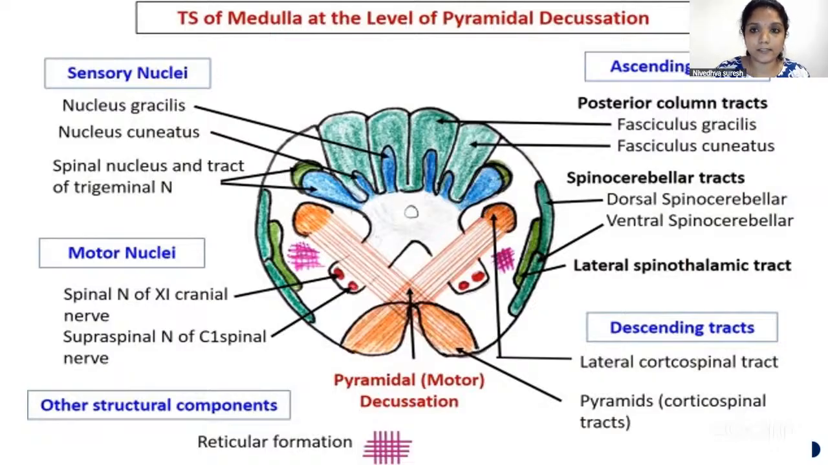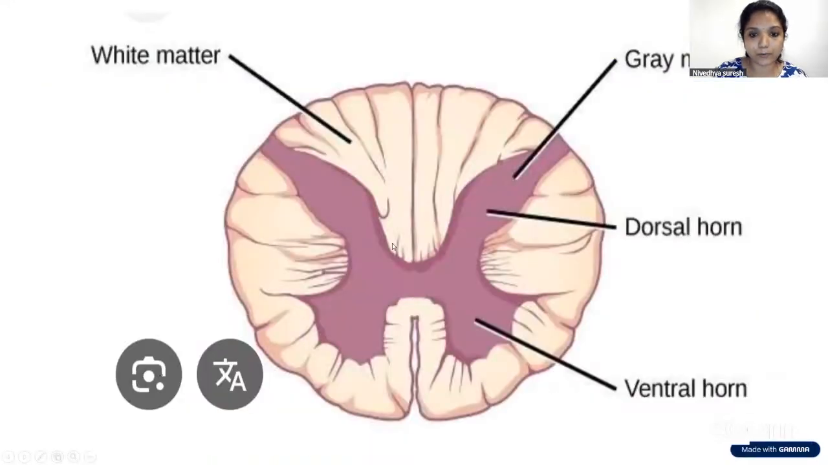Okay. Now we are going to see the medulla at the level of the pyramidal decussation, or the lower level. Because the lower level is continuing as the spinal cord, all the structures will be similar to those of the spinal cord, or we can see some similarity. Here you can appreciate the posterior aspect, the posterior column and the posterior horn. This is the posterior horn.